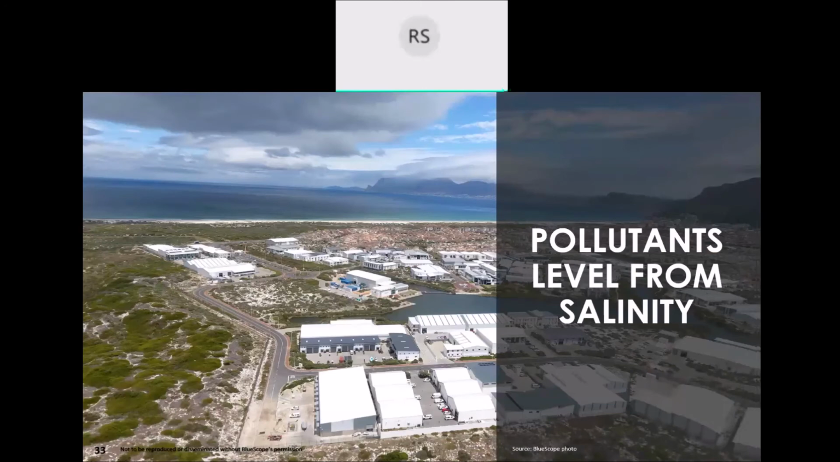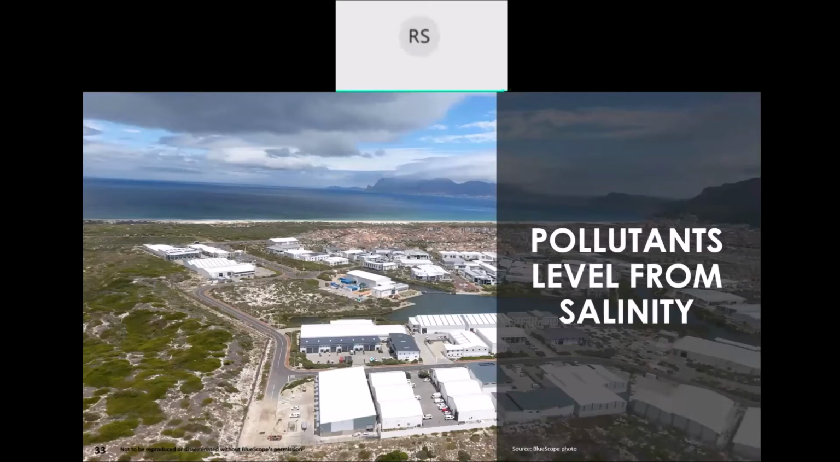Right? And the last pollutant that also influences the corrosivity of an environment is the pollutant level from salinity. Salinity means saline water, which also means salt water in layman's terms, right? So salt water, why this is corrosive is because of the chloride that is contained within, which is salt particles, right?